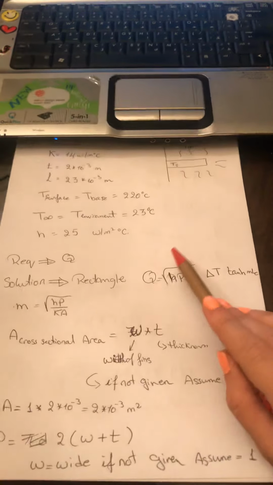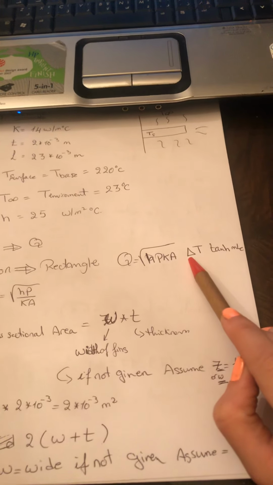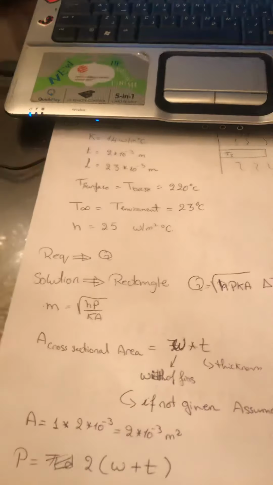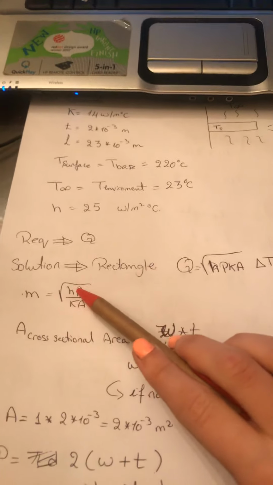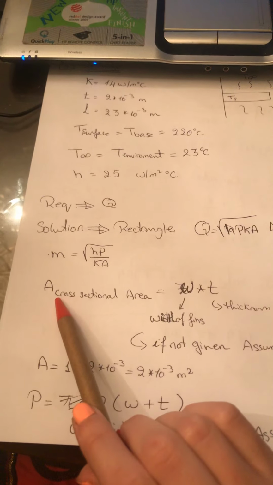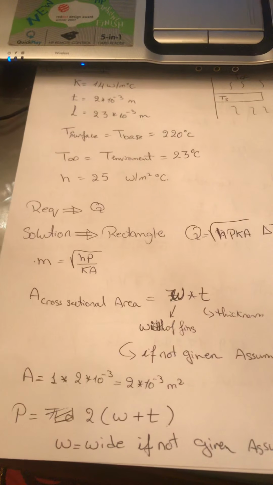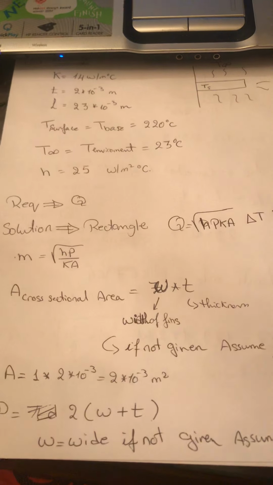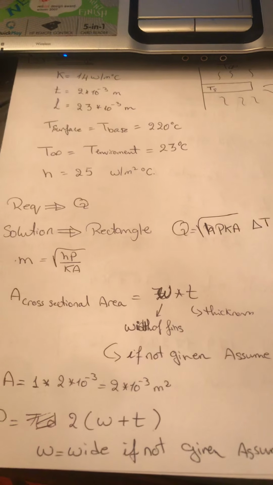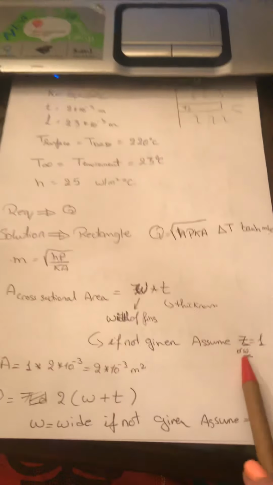So here, you need Q equals, in case of rectangle, root of HPKA times delta T times tanh(MLC). M, we will calculate: M equals root of HP divided by KA. So we have to study the cross-sectional area, which equals W times T. As we mentioned, W or Z, both are the same. It is the width of the fin times the thickness. Here, is anything mentioned about the width of the fin? No. So we will make the assumption that Z or W equals 1.